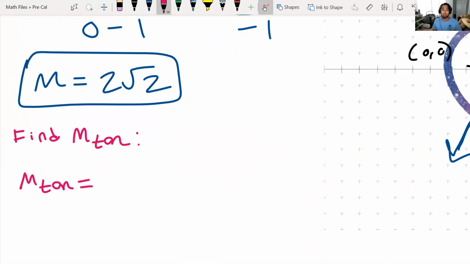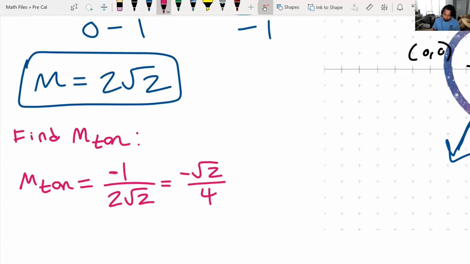Well, first, what is the reciprocal of the blue line? What is the reciprocal of 2 square root of 2? That means, in student terms, flip it. 1 over 2 square root of 2. But then, we must have a negative reciprocal. So, we have the reciprocal now. All we have to do now is make it negative. Beautiful. And then, of course, rationalize. You should get negative square root 2 over 4. That's the slope of the tangent line.